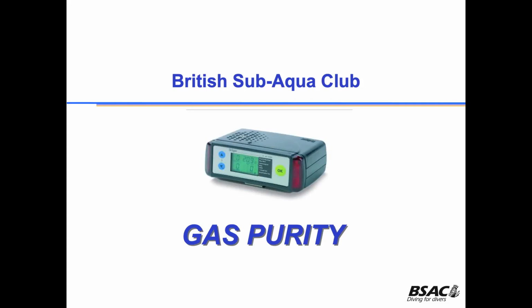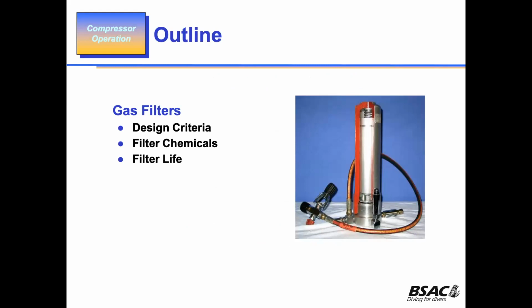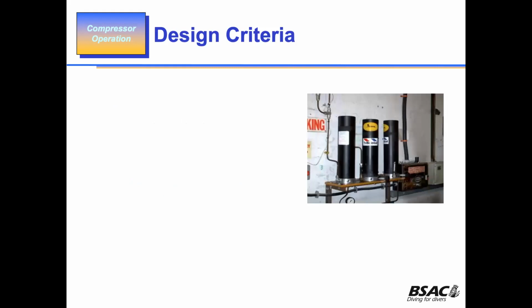Oxygen content. We want to see how pure that air is, right? So this part of the course, we're going to talk about gas filters, the design and the criteria, the sort of chemicals we're going to use in the filters, and how long the filters are going to last. Then we're going to look at air purity standards, right? And then we're going to just very, very briefly touch on gas testing. Right, so let's have a look first of all at the design criteria.